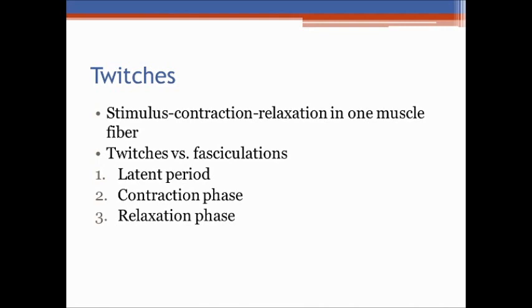Twitches occur when one muscle fiber goes through the stimulus, contraction, relaxation cycle. Just one. If it's a collection of muscle fibers, but not all of your muscle fibers, that's known as a fasciculation. Twitches go through three phases: the latent period, the contraction phase, and the relaxation phase.